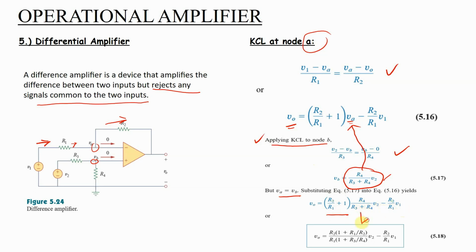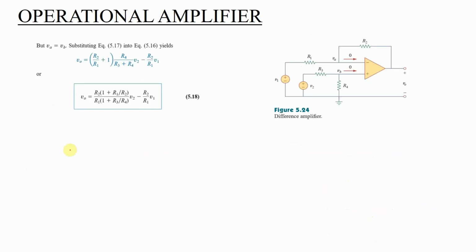So simplifying further, this equation will be V out is equal to R2 over R1 multiplied by 1 plus R1 over R2, divided by 1 plus R3 over R4, multiplied by V2 minus R2 over R1 V1. So let us try to derive how it becomes like this. We arrive at this equation, and after simplifying this, we arrive at this equation. So we want to derive this equation based from this.